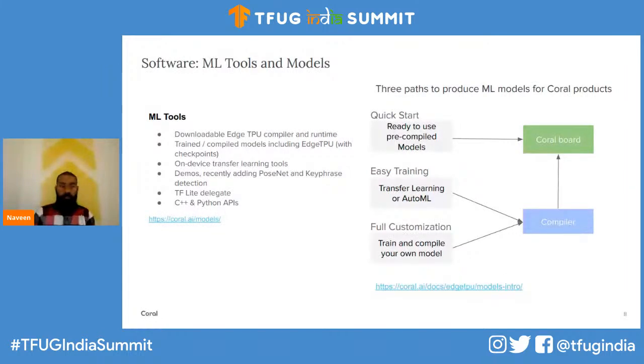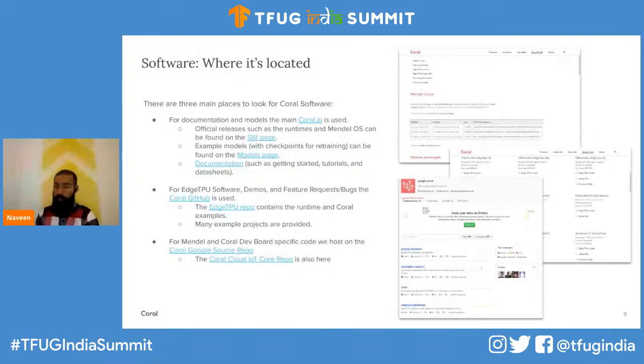Most of our software is located at coral.ai. You can refer to coral.ai for the software and go to the models or docs page to understand more about our documentation. You can find more demos and example code there as well. But in the next few pages, I'll show you more clearly where you can find the demos and examples.